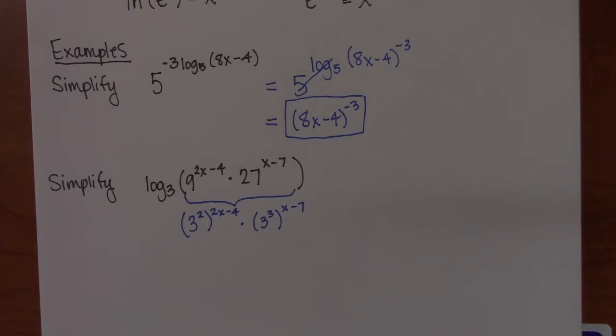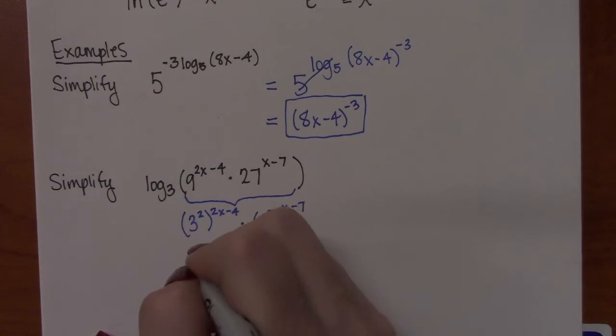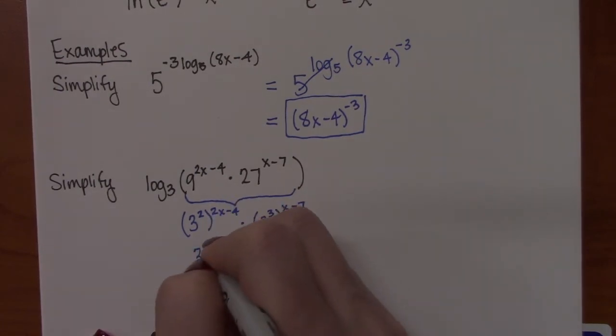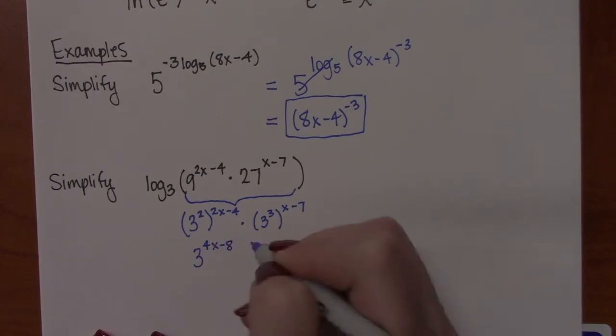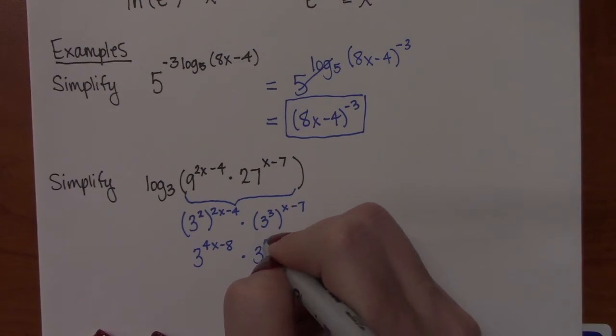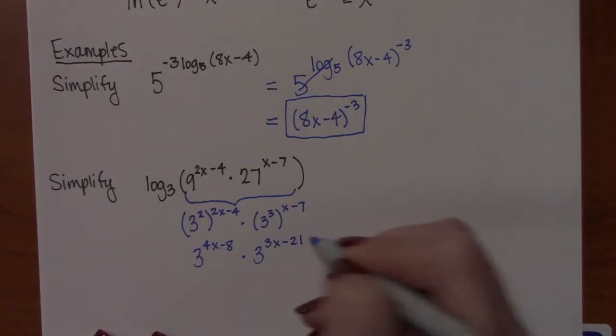So what's the rule for a power raised to a power? We multiply them together. So that means this first term becomes 3 to the... I distribute the 2 across to get 4x minus 8, right? And then for the second term, we're going to distribute the 3 across and get 3x minus 21.